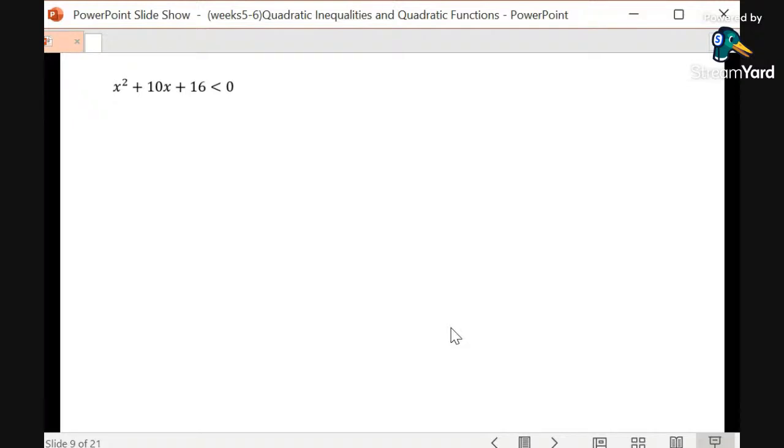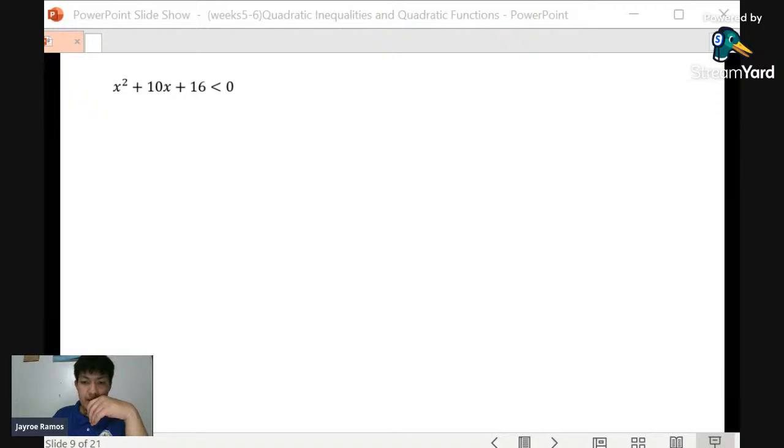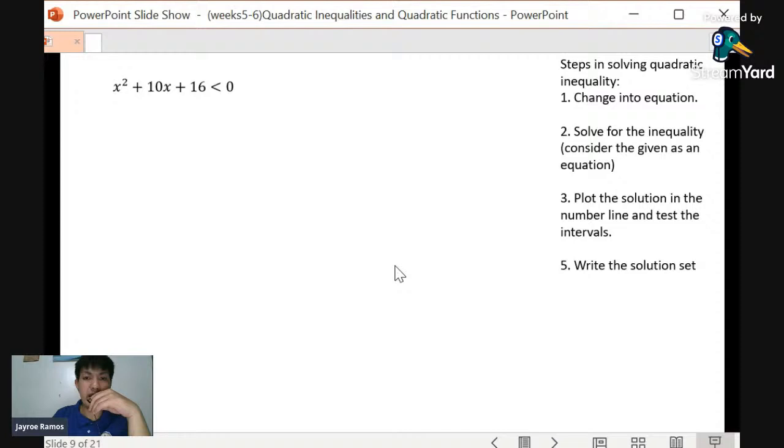So the next one is x squared plus 10x plus 16. So ano pong symbol yan? Sige nga po, try nga. Let me see in the comment section. Ano pong symbol yung ginamit dun sa ating pangalawang example? So again, ano pong symbol? Ayun. Less than. Very good. So ang sagot po dyan ay less than.